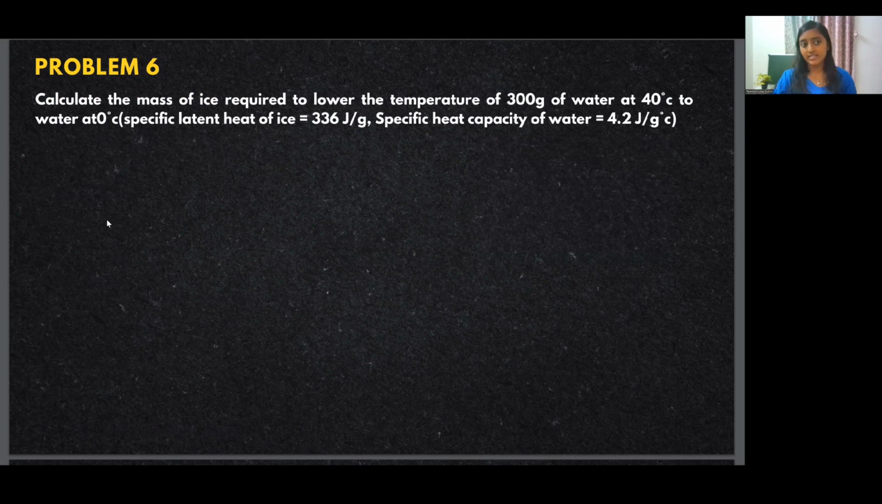Problem number 6 says: calculate the mass of ice required to lower the temperature of 300 grams of water at 40 degrees Celsius to water at 0 degrees Celsius. And they've given you all the constant values. That is, the specific latent heat of ice is 336 joules per gram, and the specific heat capacity of water is 4.2 joules per gram degree Celsius, right? These are the values given. This is again a calorimetry based problem.